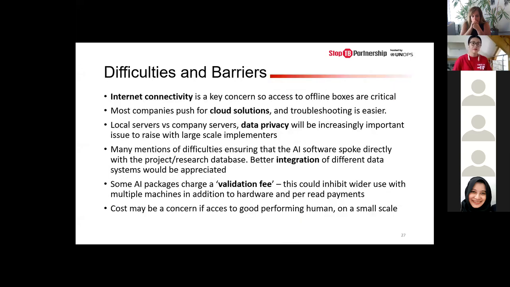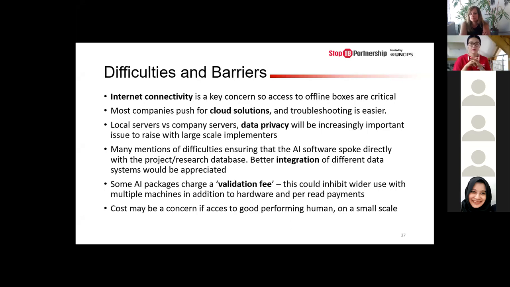You can go to the next slide. I think a lot of these issues of difficulties and barriers Zhijian has already mentioned, so I won't spend a lot of time on it. But to highlight that overwhelmingly, users talked about the importance of having offline systems. If you're going to screen in prisons, for example, it is often impossible to get an internet connection. If you're going to screen in remote rural areas, very difficult connections.